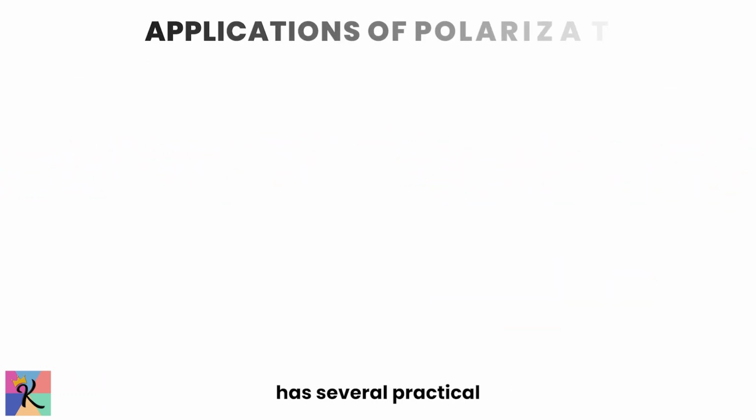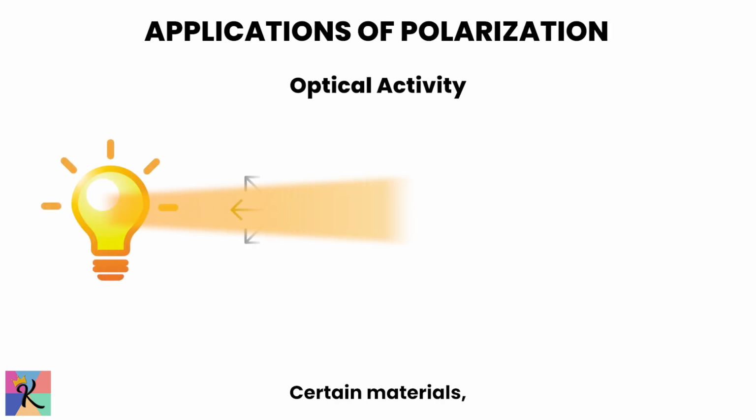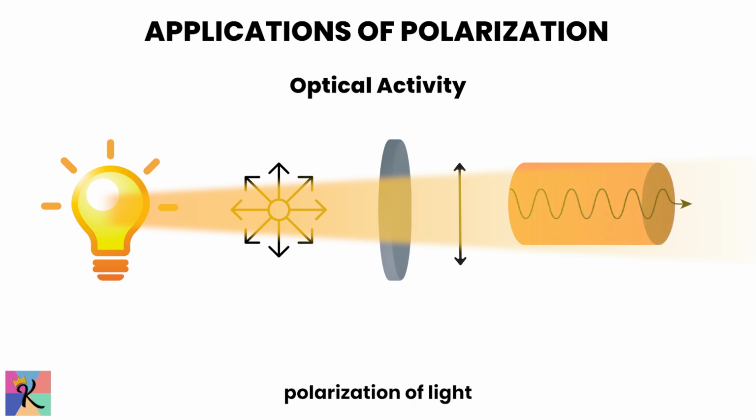Now, polarization has several practical applications. The first is optical activity. Certain materials, like solutions of chiral molecules, can rotate the plane of polarization of light passing through them. This property is used to measure the concentration of substances in both chemistry and biochemistry.